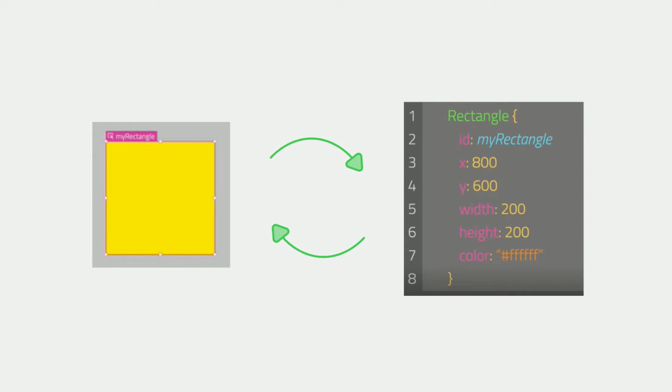For example, here is a yellow rectangle created with the Design Studio. When you create this rectangle, the Design Studio automatically transforms it into QML code that would look like this. The code here tells the height, width, and color of the component.